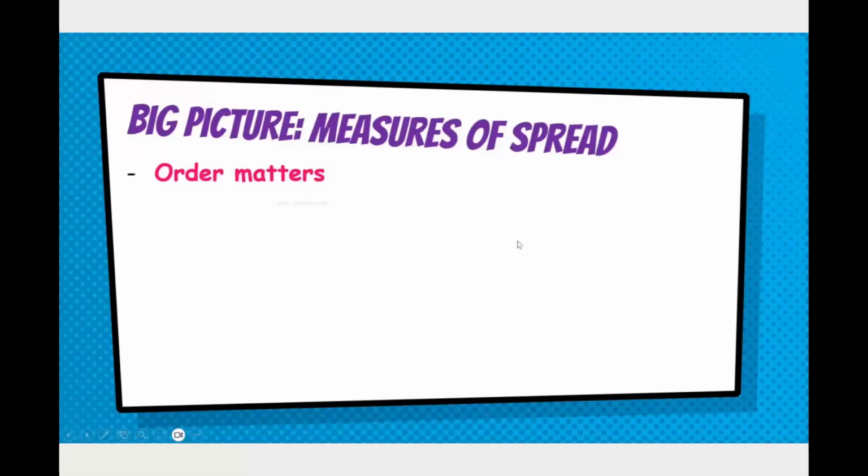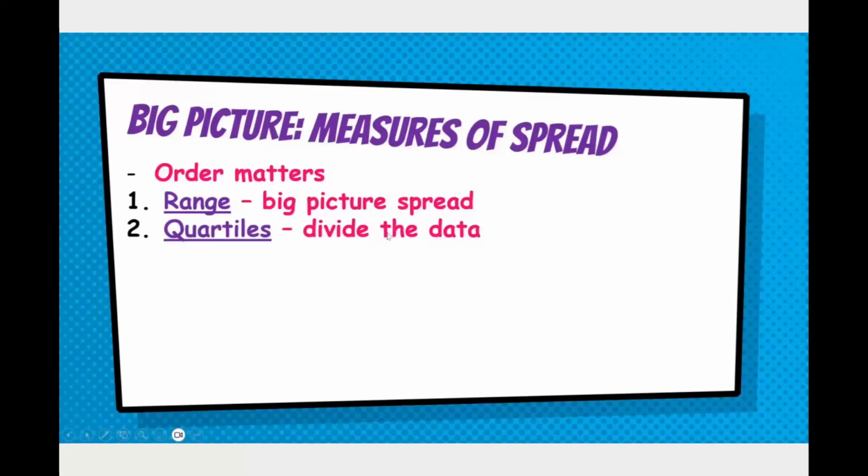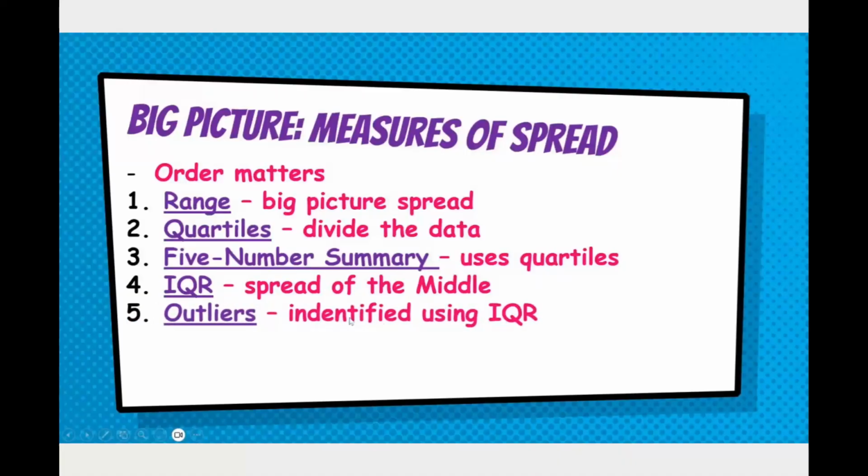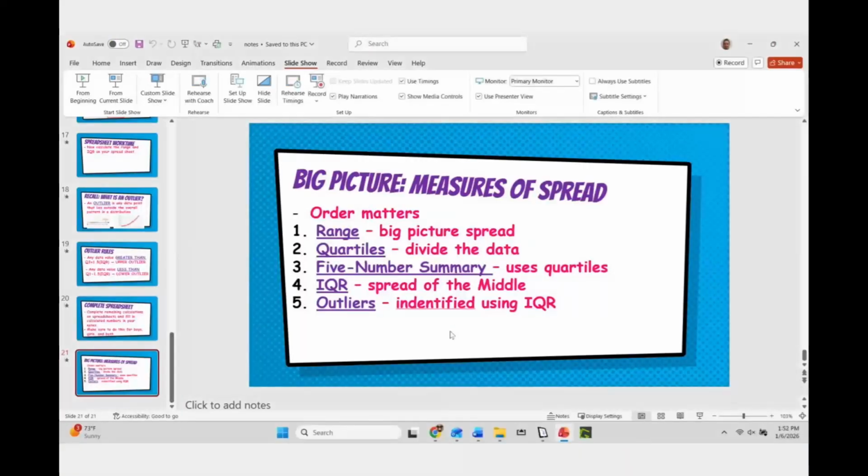So, big picture, measure of spread. Order matters. We start with range. We divide the data into quartiles. That helps us to determine our 5-number summary because that uses quartiles. We calculate our IQR, which is the spread in the middle, and then we determine if we have any outliers, which is identified by using the IQR. And that is all we have for today.